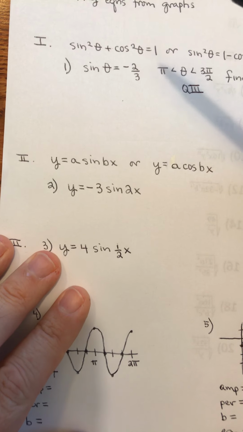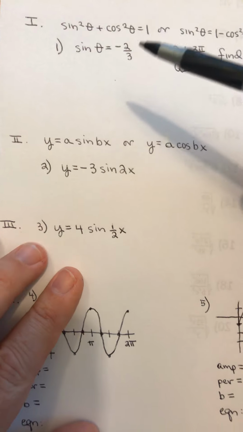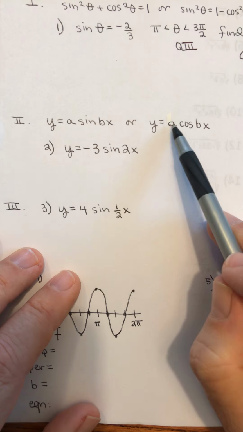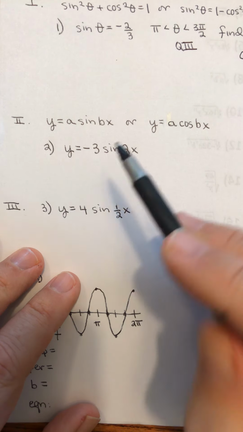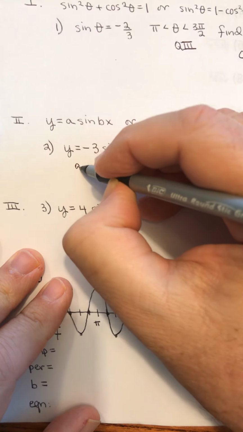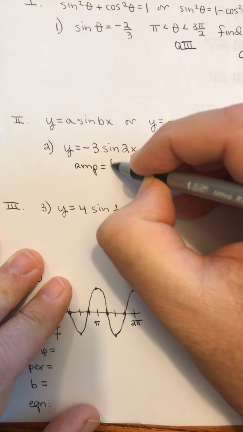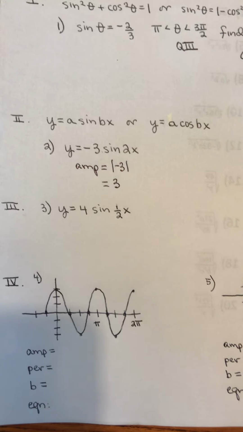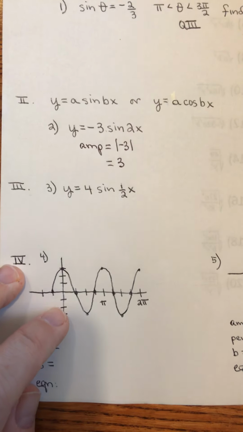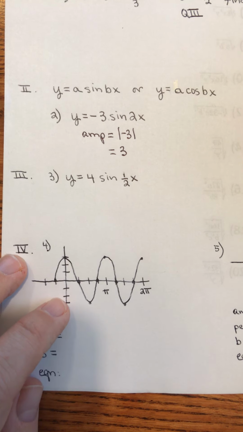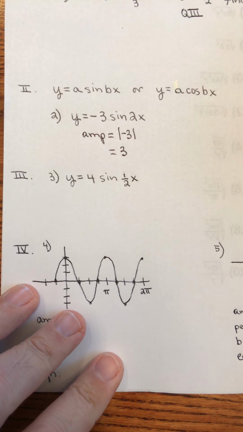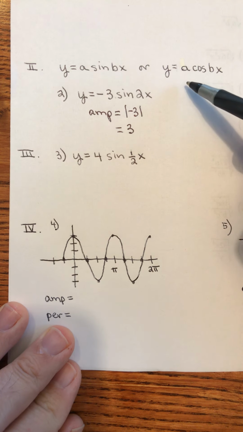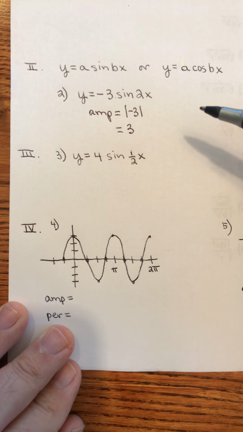The next one was amplitude. The amplitude comes from these equations right here. It's just the absolute value of the coefficient of your sine or your cosine curve. In this case, the amplitude is just the absolute value of negative 3, which is 3. The amplitude is always positive because you're taking the absolute value. It represents a distance, the distance from the midline to the highest or lowest point. Very important.